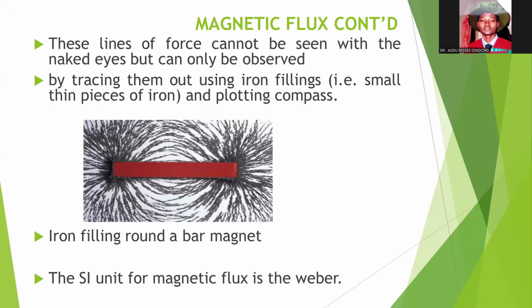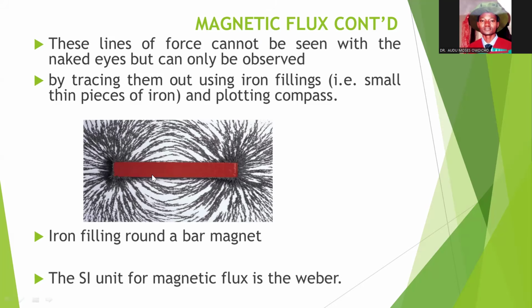Like we earlier said, the magnetic lines of force cannot be seen with our naked eyes. However, they can be demonstrated using a plotting compass and even iron filings. Iron filings are small thin pieces of iron. If you go to an electric welder or those dealing with iron, while they are cutting metal, the sparks that come out of it are the iron filings when they settle and cool down. It's nothing but pieces of iron.